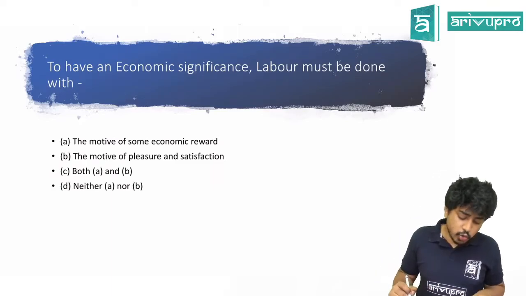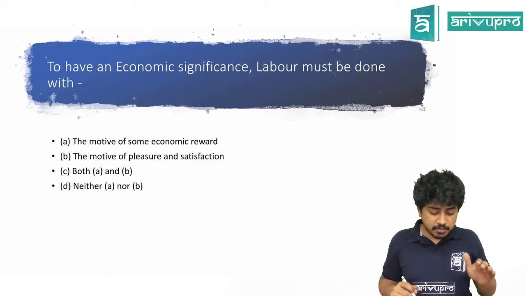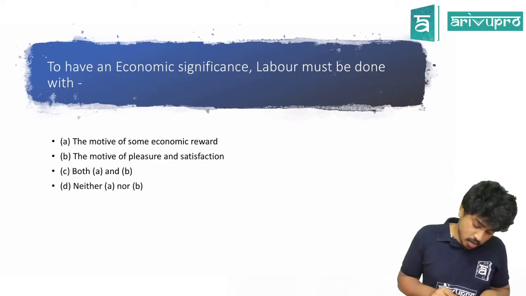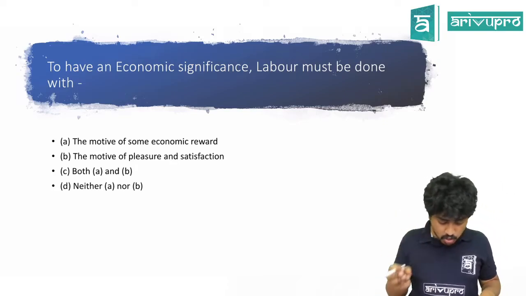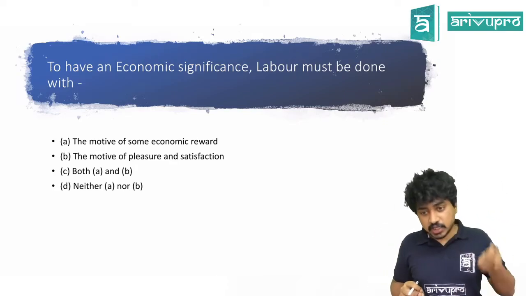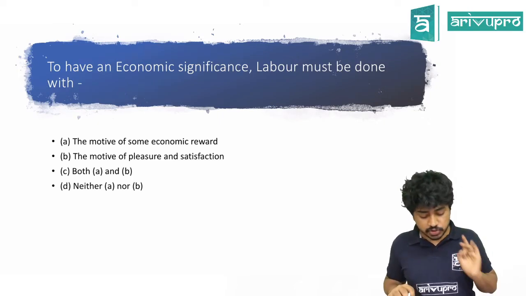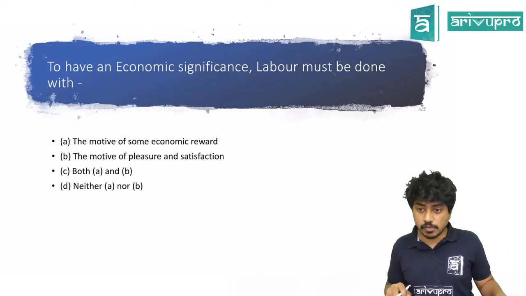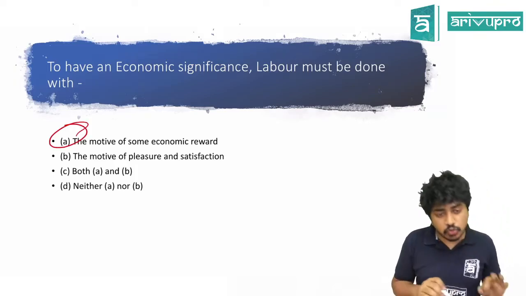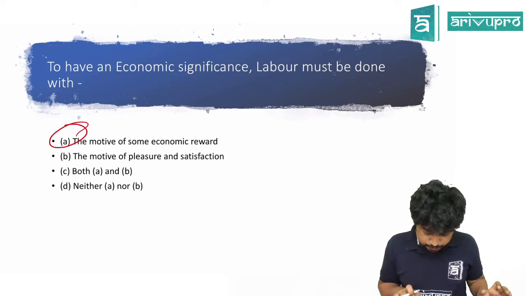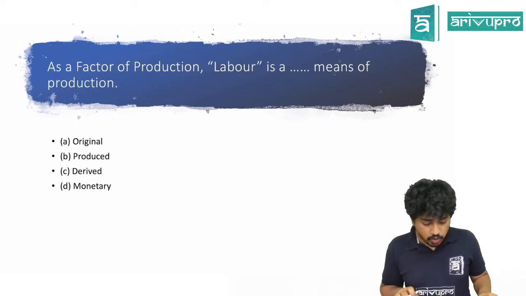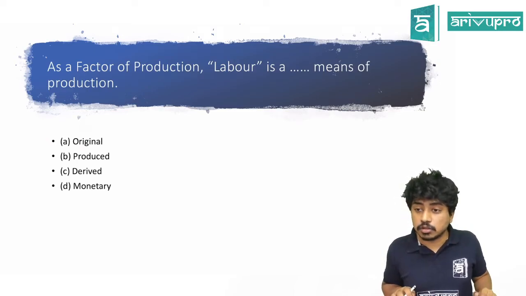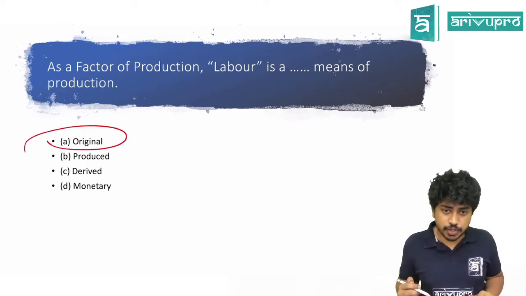To have an economic significance, labor must be done with what? A, motive of some economic reward. B, motive of pleasure and satisfaction. C, both A and B. Or D, neither A nor B. The answer is A, motive of some reward. That is what labor is. Now, as a factor of production, labor is a dash means of production, an original means of production.